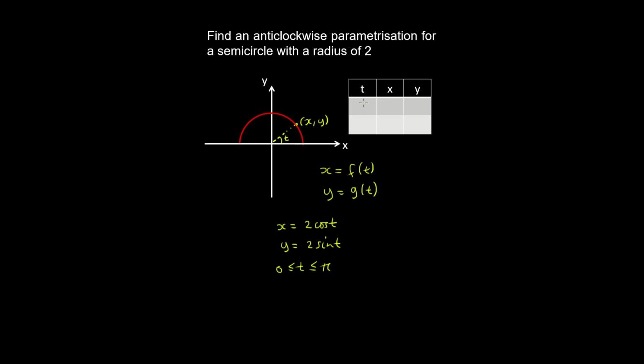So for t equals 0, x is 2 and y is 0. And for t equals pi, we can see that x is equal to negative 2 and y is equal to 0. So therefore this is indeed an anti-clockwise parametrization.